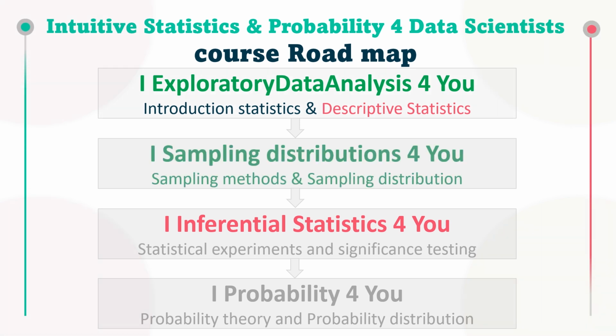Then we moved on to the intuitive sampling distribution for you course. In this we have seen sampling methods and sampling distribution. Then once that is done, now we are moving on to the intuitive inferential statistics for you. So here we will be looking into the statistical experiments and significance testing. So that's what is this course. So now we are 2 steps away in completing this intuitive statistics and probability for data scientists course.